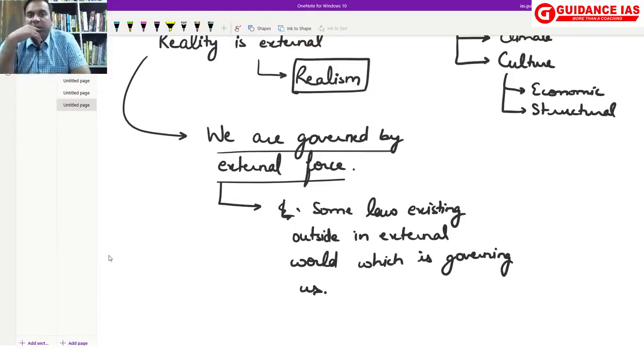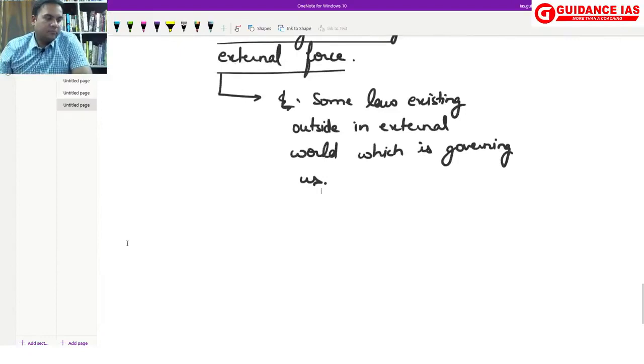For example, if our population increases beyond a certain level, beyond the carrying capacity, what will happen? There would be misery, there will be problems. So it is a kind of law. And this law is essentially related with what? It is outside our body. It is external.